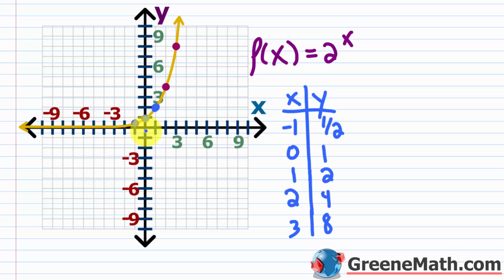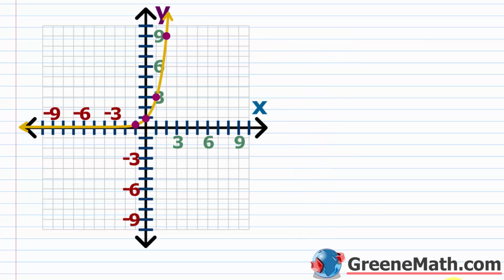You can go to an x value of 2 and a y value of 4, and then an x value of 3 and a y value of 8. So that would give you enough points to sketch this graph. Again, it takes off very quickly. And f of x equals 2 to the power of x is one that you can graph with your graph paper. Let's look at one that takes off more quickly.